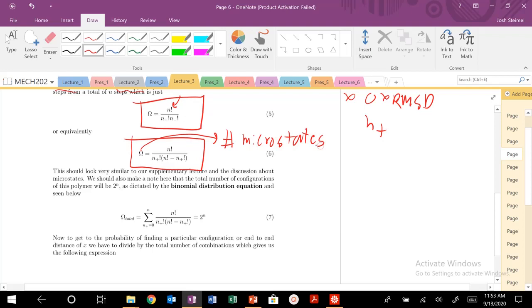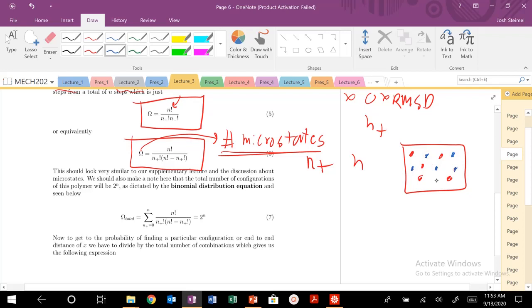It's the number of distinct ways that we could arrange n plus steps out of a total of n steps. You can think of it like a system of marbles. Some marbles are red and some are blue, and I have a certain number, n, of slots that I could put these marbles in. What is the number of ways I could arrange these n plus red marbles? Same thing here. Once we do this calculation, that's the number of distinct ways that we could arrange, the number of microstates.